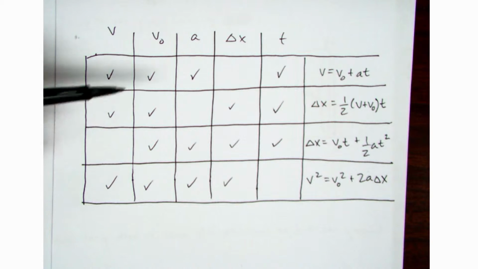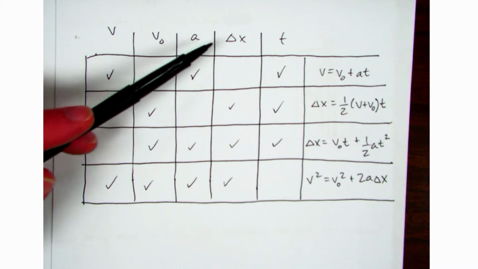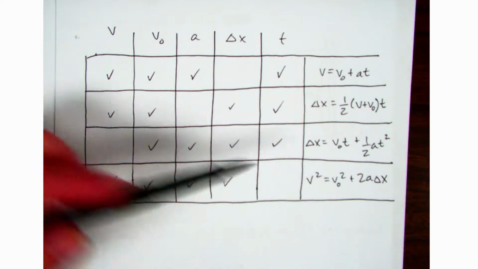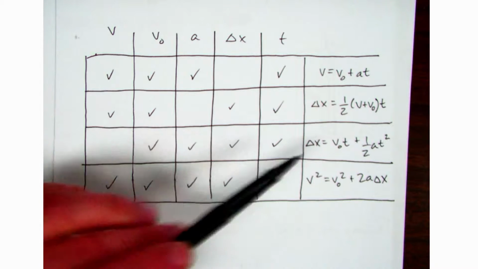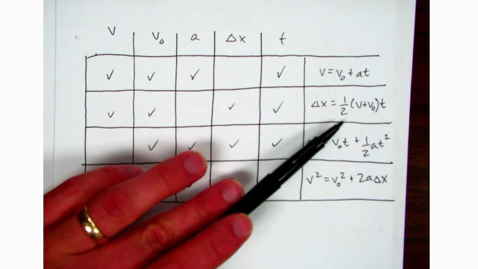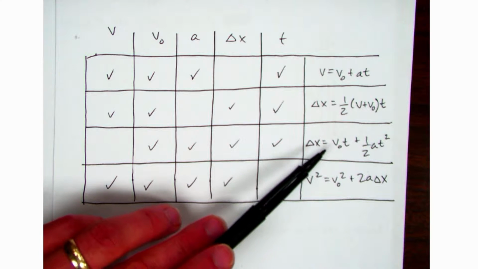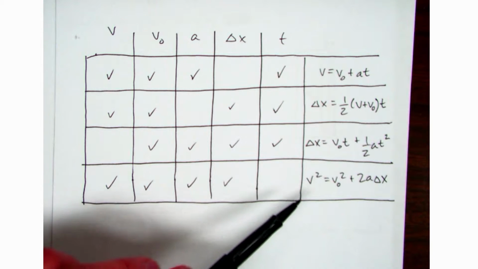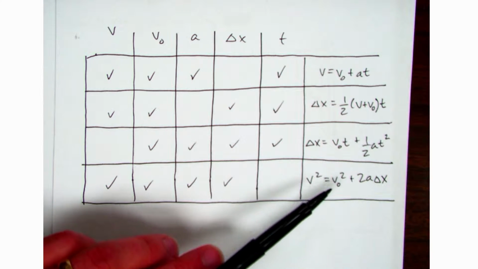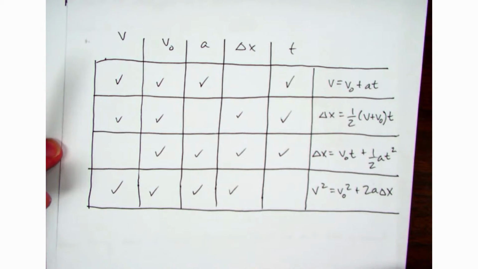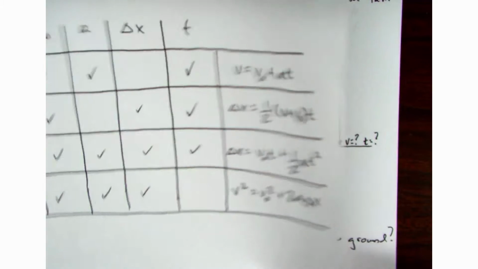The main difference on the equations is that when you see a delta x, you make it a delta y. That's really the only difference that you're going to see in any of these equations. So this would be delta y equals 1/2 (v plus v naught) t. This would be delta y equals v naught t plus 1/2 a t squared. And this would be v squared equals v naught squared plus 2a delta y. So let's talk about some other things that we know here.